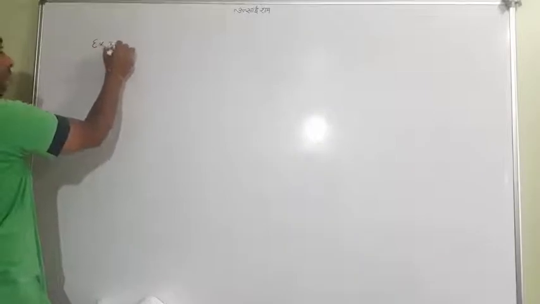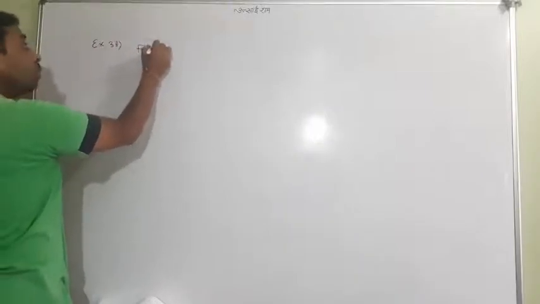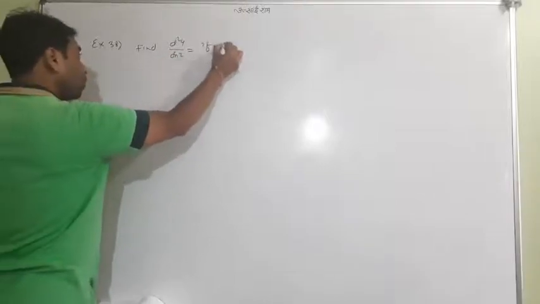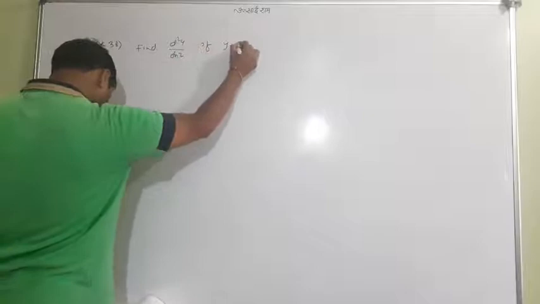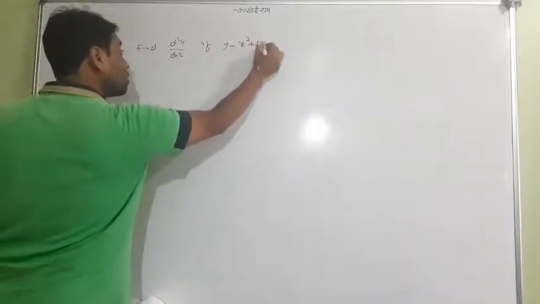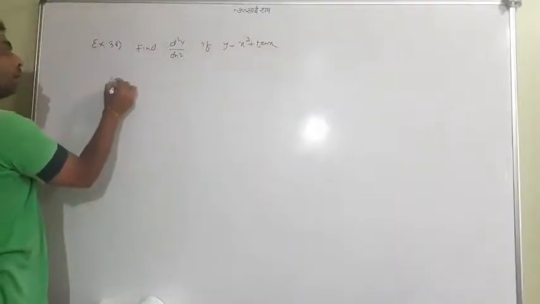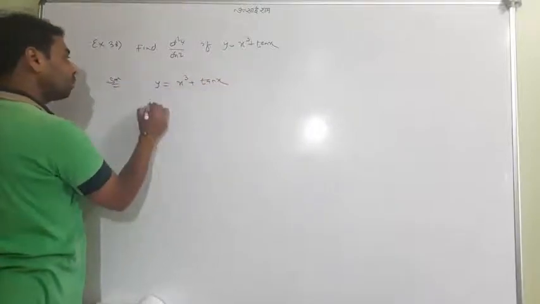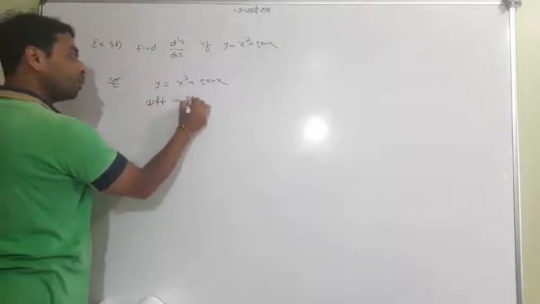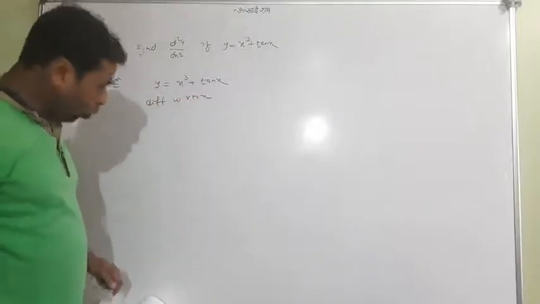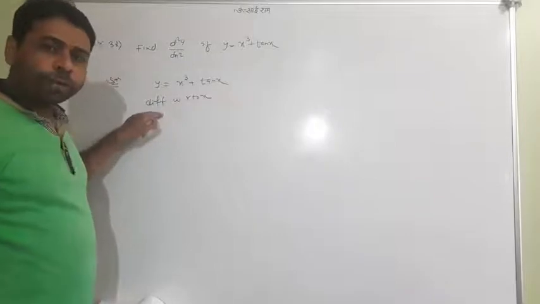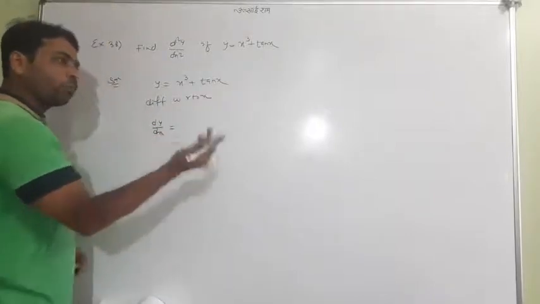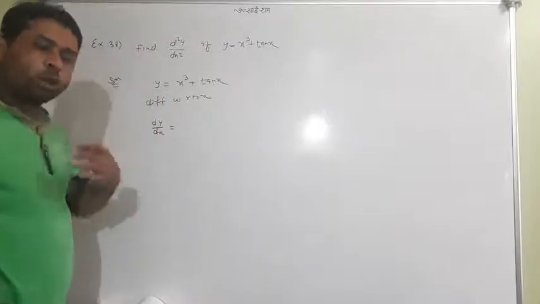Example number 38. Question is, find d square y by dx square if y is equal to x cube plus 10x. This is a question. So I'll go with the question that y equals x cube plus 10x. I'll write differentiate with respect to x. So no matter what you're writing here, you can write y1, you can write dy by dx. It is not foundation that you have to write y1, y2. It is on your wish.